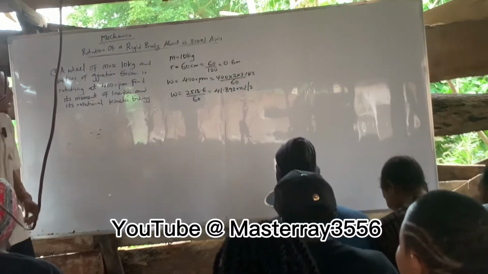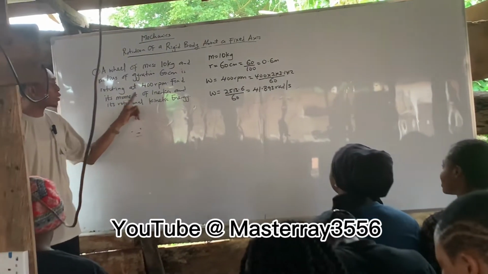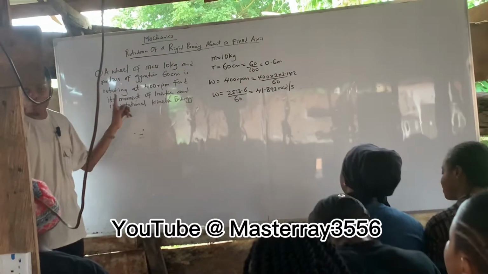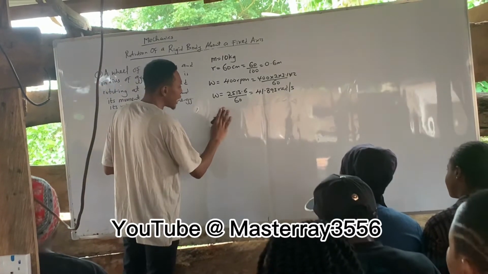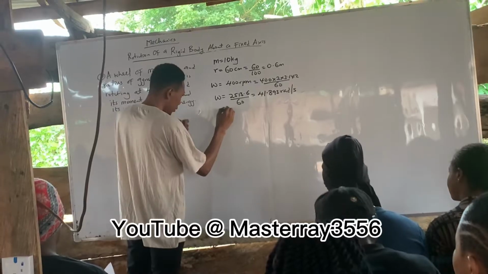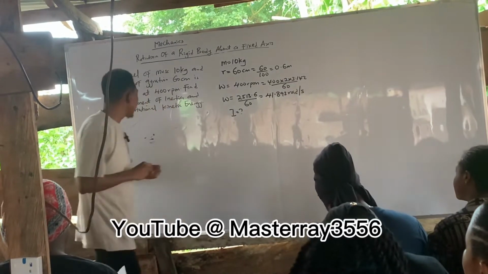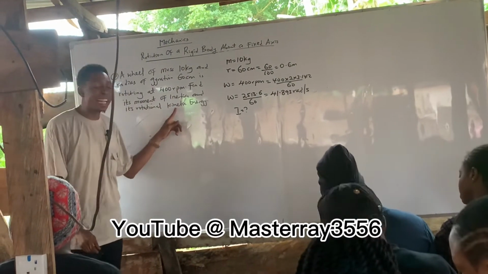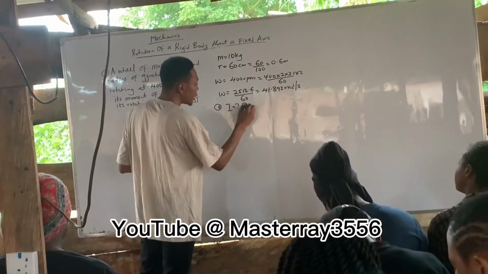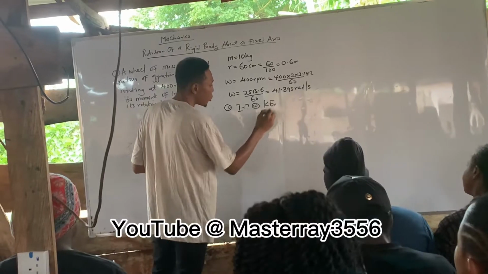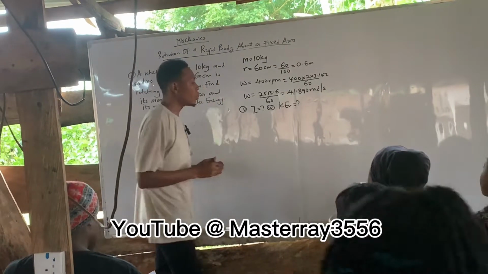All right. And we are told to find the moment of inertia. Moment of inertia is denoted as I, so we are looking for I. And the rotational kinetic energy, which is written as KER. Are you following? All right.